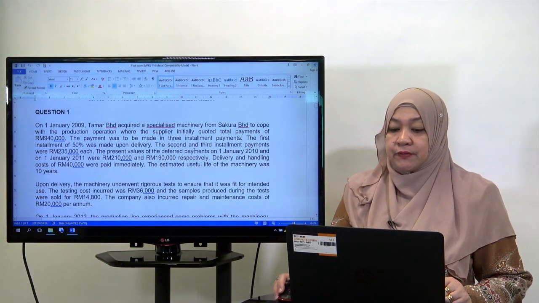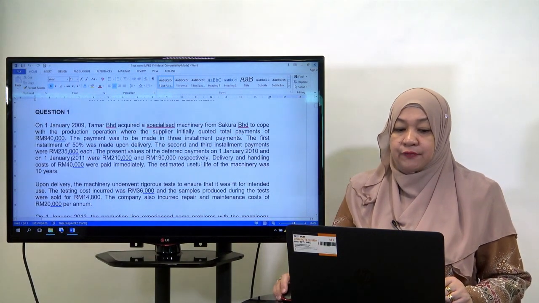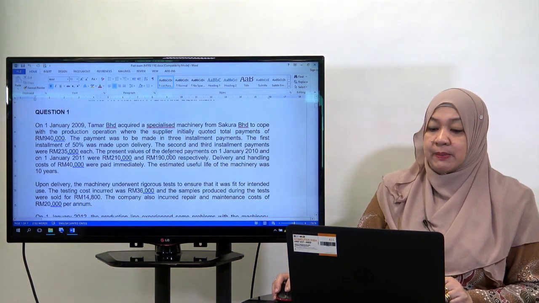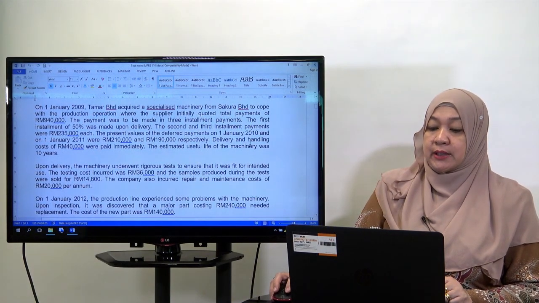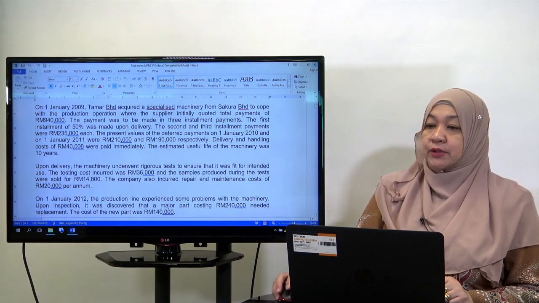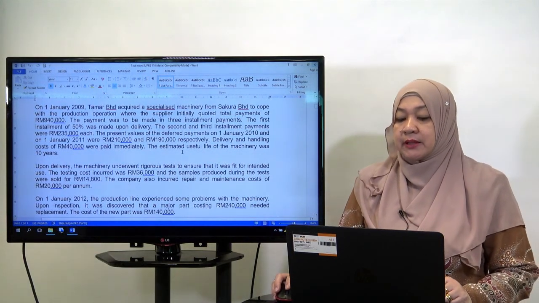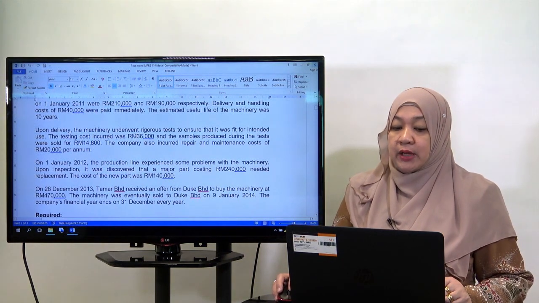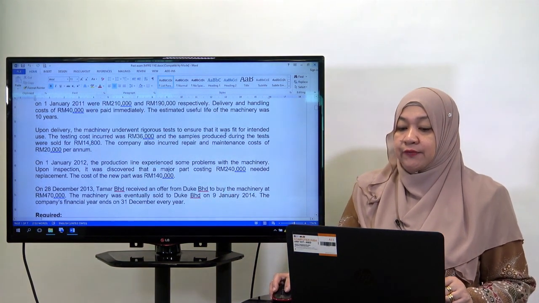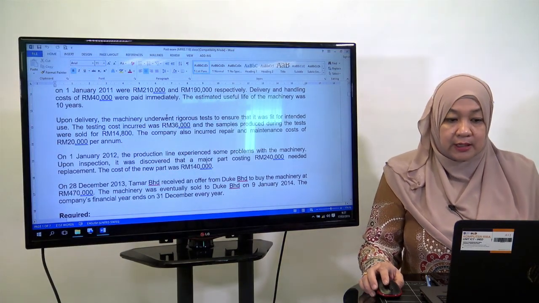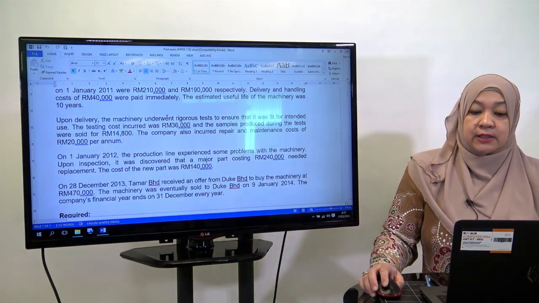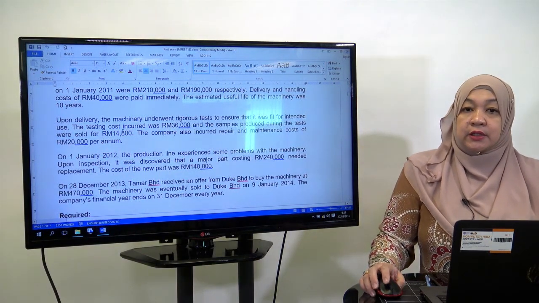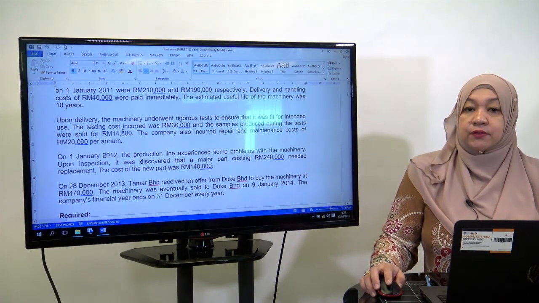The present value of the deferred payments on 1st January 2010 and on 1st January 2011 were 210,000 and 190,000 respectively. They also incurred delivery and handling charges of 40,000, which they paid immediately, and the estimated useful life was 10 years. Upon delivery, the machinery underwent rigorous tests to ensure that it is fit for intended use, and in doing that test, they incurred 36,000, and the sample produced during the test, they sold for 14,800. The company also incurred repair and maintenance costs of 30,000.